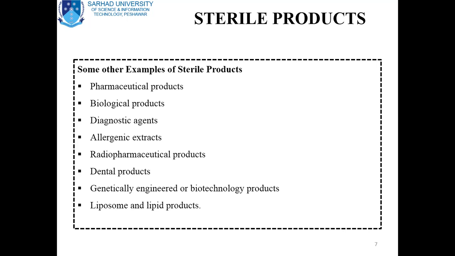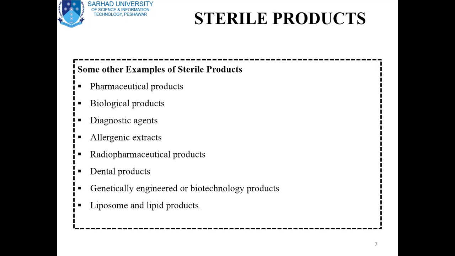The other products included in the category of sterile products are pharmaceutical products, biological products, and diagnostic products. Some products are biological, such as allergenic extracts that are used for allergy. Antigens cause hypersensitivity, and some extracts are used for controlling the reaction. You can visit the NIH, National Institute of Health, Islamabad, Allergy Center, to see allergenic extracts. These are also sterile in nature. If they are not sterile, they must cause contamination. They cause pyrexia in the patient as well.